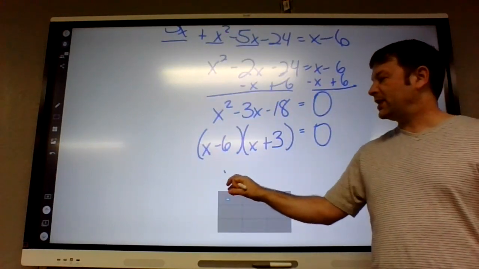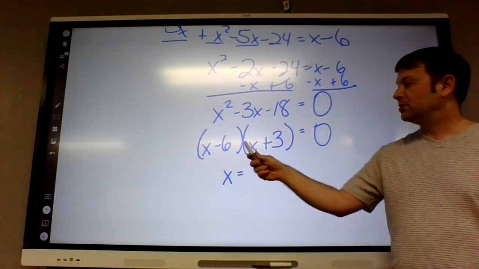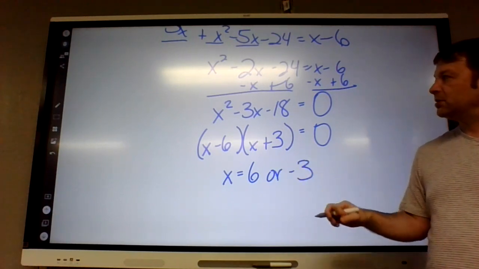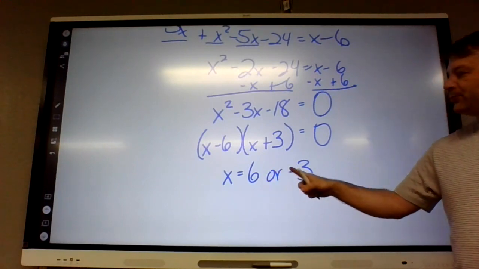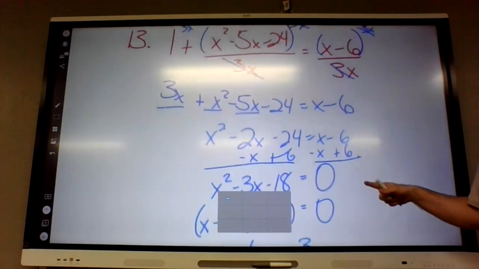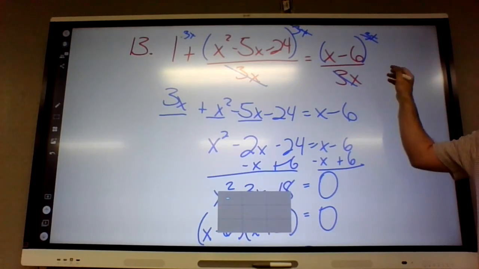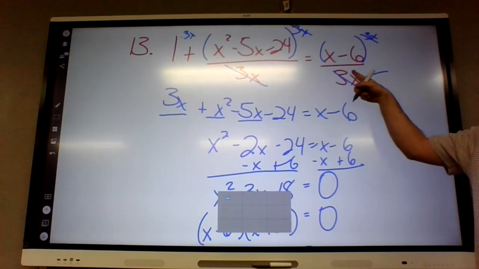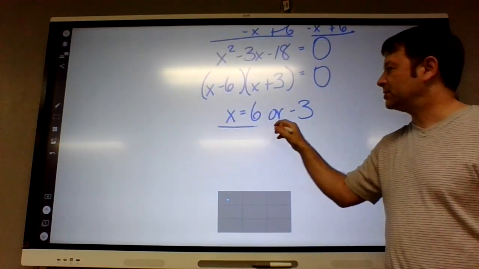So what values of x would make these factors equal 0? 6 or negative 3. Okay. Is either of these answers a problem? Okay, what's the only x value that will not work on this one? Negative 3? No. 0. 0 would be a problem because 3 times 0 is 0. But we didn't get 0, so we're still good.